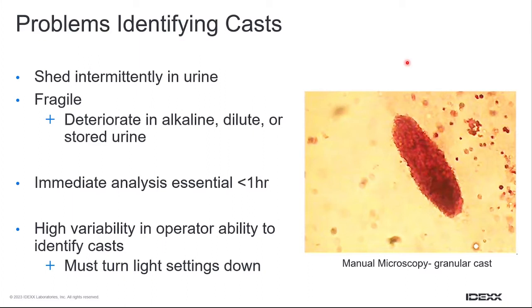There's also quite a high variability in the operator's ability to identify casts because it may not be something you're very familiar at looking at, but it is important once again to turn your light settings down. They can be easier to find if the light settings are much lower than you would typically use. So a little tip: turn your light settings down if you're looking for casts.